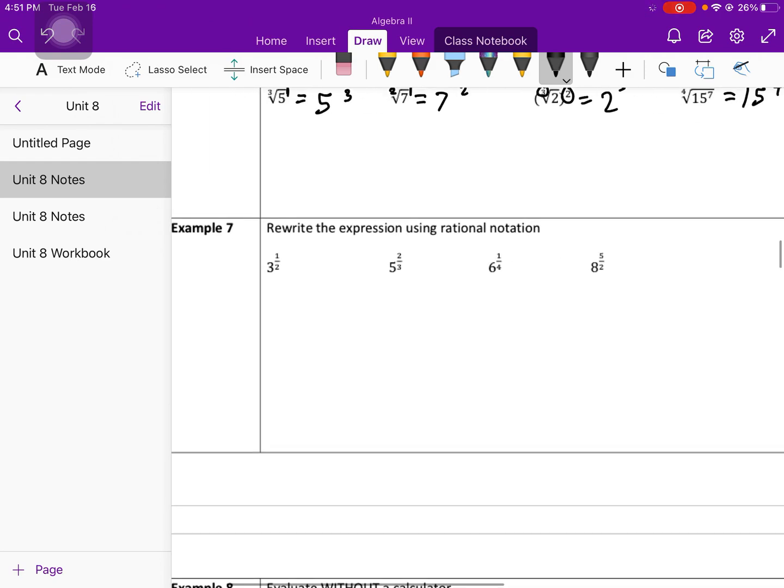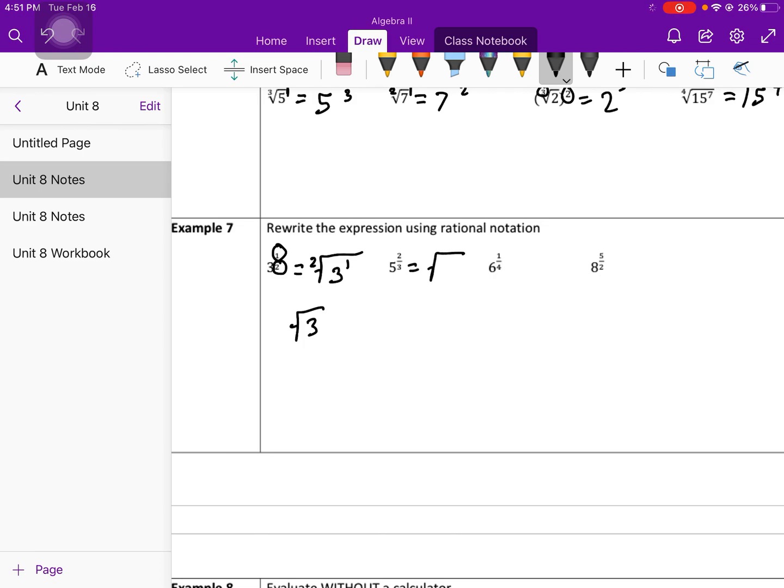Next one, we want to rewrite the expression using radical notation. So this time we're going to do the reverse. So remember, this is the exponent, this is the index. So we're going to write radical 3. You can put the 1 there if that helps, and then you can also put the 2. But this is the same thing as just the square root of 3.